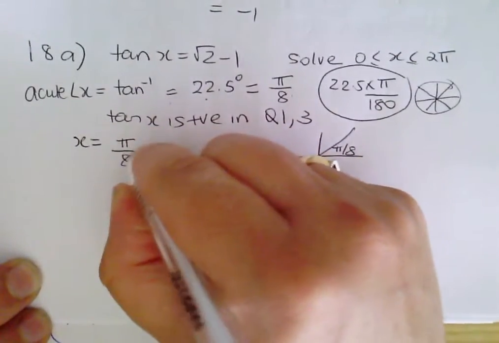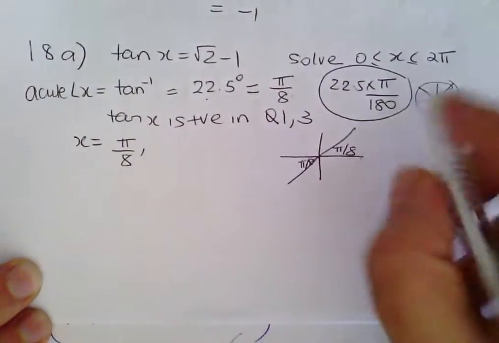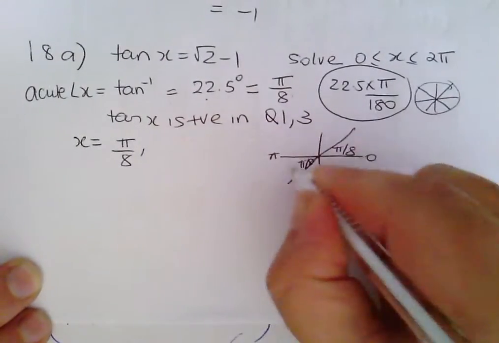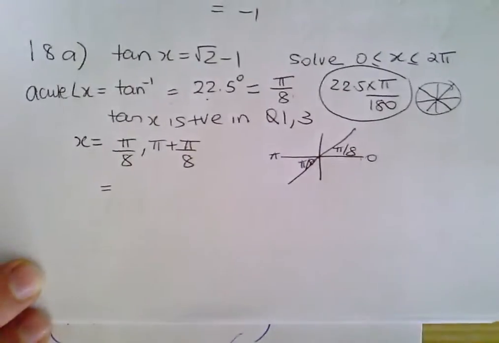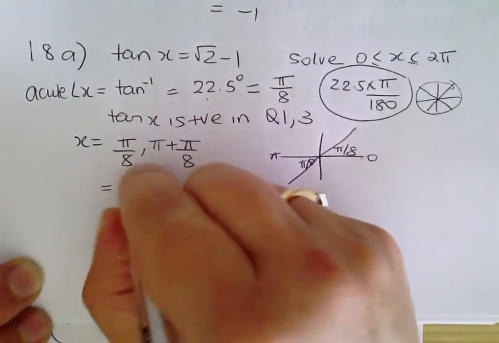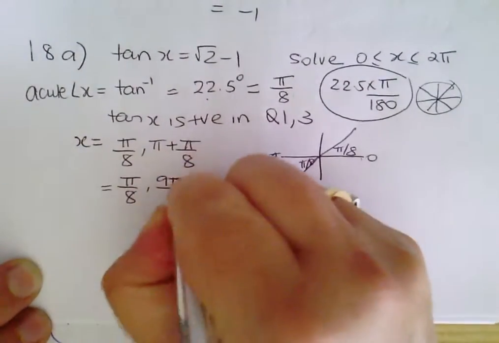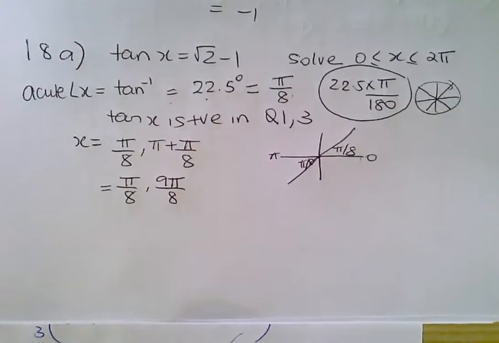Pi on 8 is quadrant 1. Then 0, pi plus pi on 8, which is basically 1 and 1/8, so 9 pi on 8. Okay, that's that one.